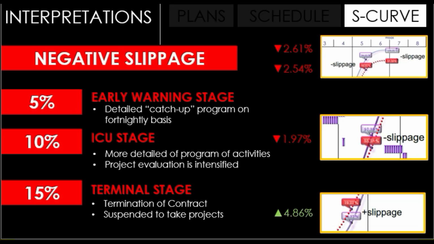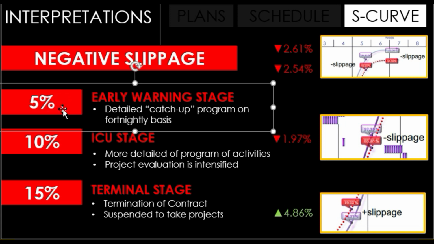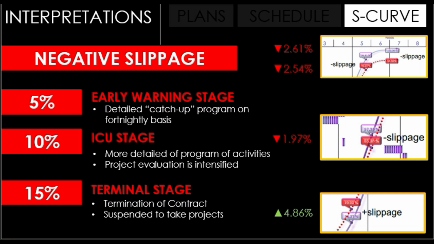There are certain criteria where a contractor is issued a department order or a notice letter. If the negative slippage reaches 5%, it is called the early warning stage. The contractor is hereby instructed to submit a detailed catch-up program on a fortnightly basis to eliminate the slippage. If we say fortnightly, it means 2 weeks.